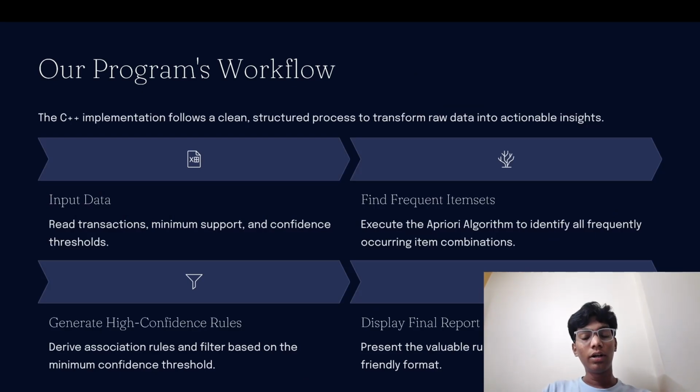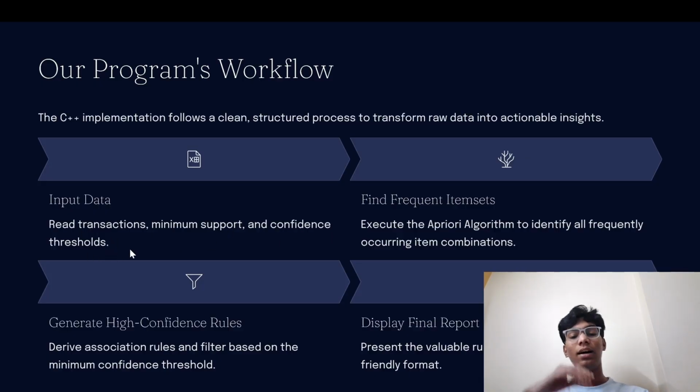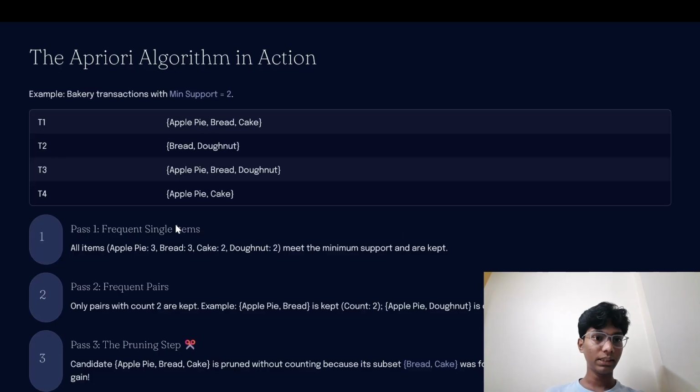So this is the order in which we are going to technically code. This is the basic logic behind a priori coding. First, we're going to take the input data. We are going to read transactions, minimum support, and confidence thresholds. This we are going to take as input from the supermarket owner, or whoever is going to use this. Then we are going to apply the a priori algorithm to identify all frequently occurring item combinations. Then we are going to derive association rules and apply the math which we've just discussed, and it's just easy coding. Then we'll display the final report.